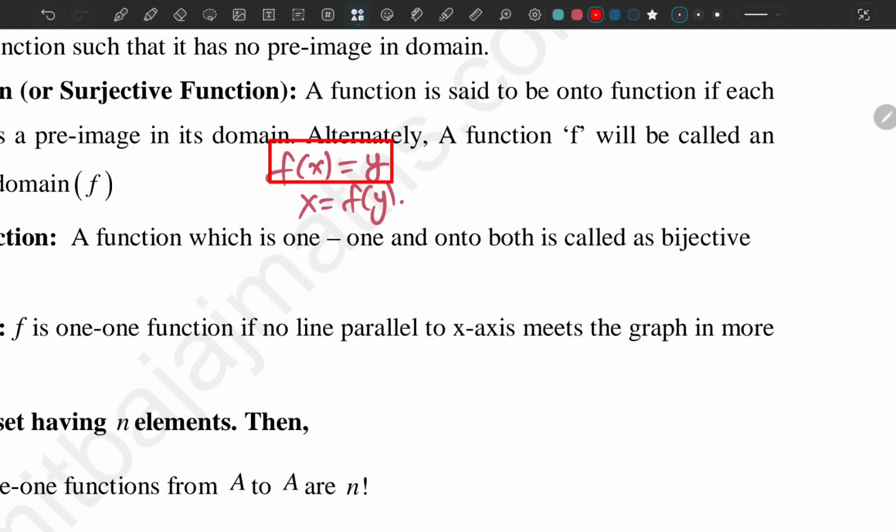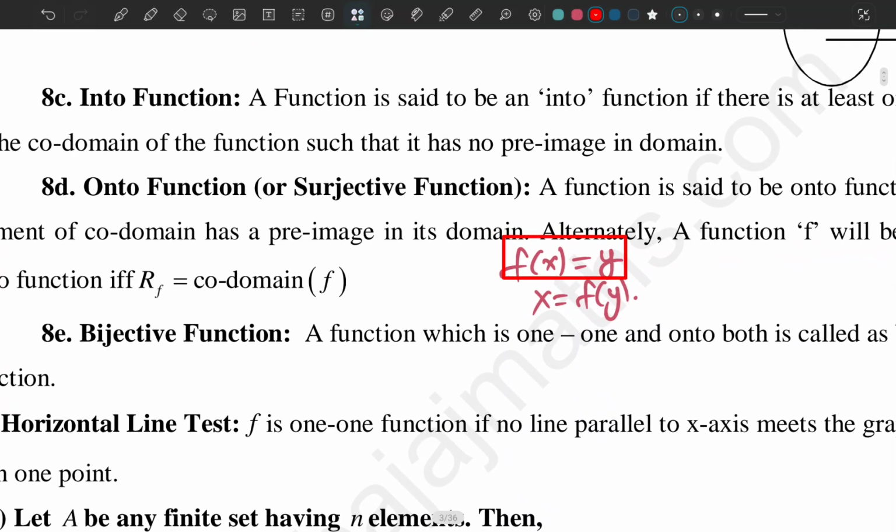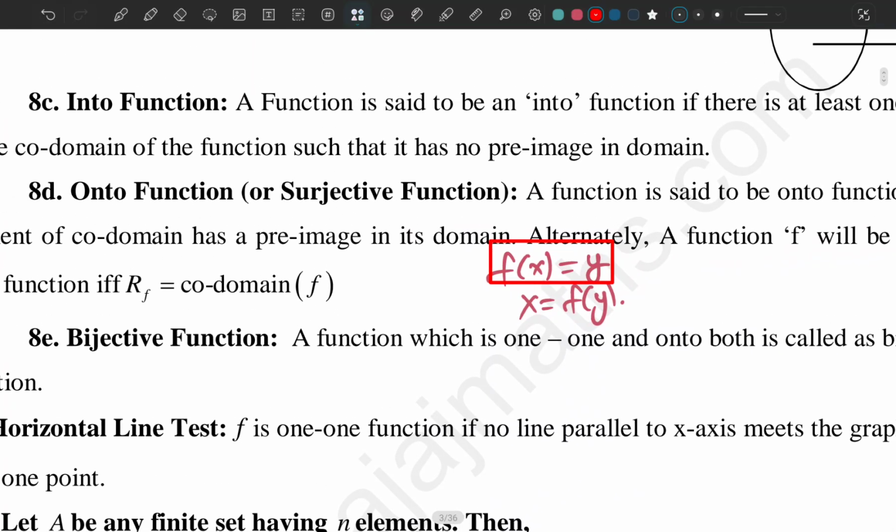And then look for whether your function is valid for the given condition in your question or not. If yes, then your function is an onto function, and if not, then your function is an into function. You have to check it out.